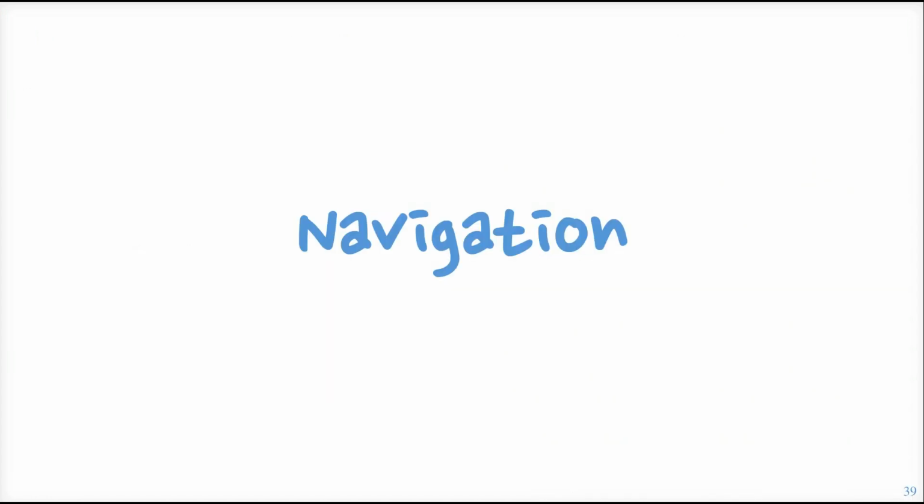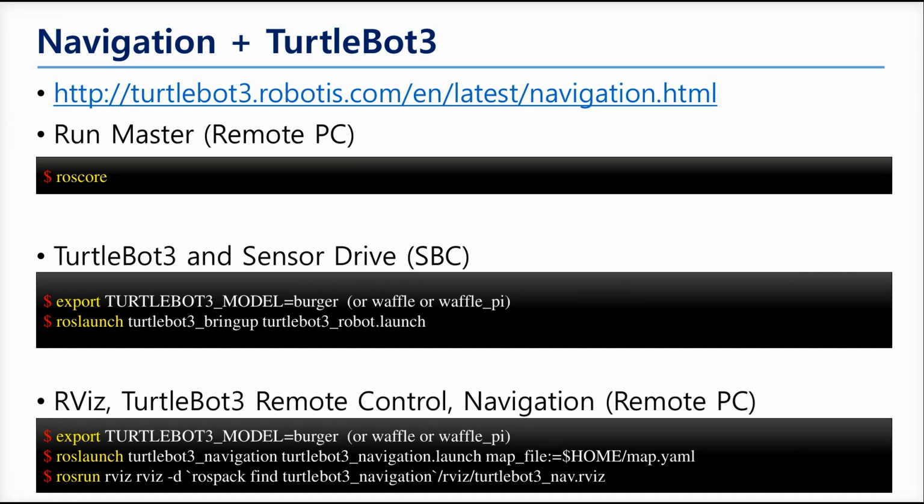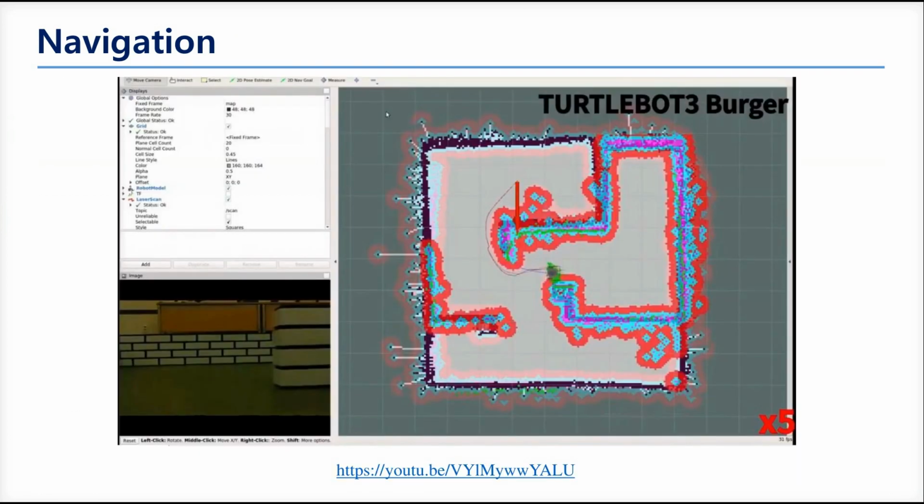Now we will learn about the second element, the navigation. You need to run the ROS-related programs, as we saw in the SLAM. The only difference is that you run the navigation launch. We won't play with the real robot navigation as well, so let's check out what the navigation does.